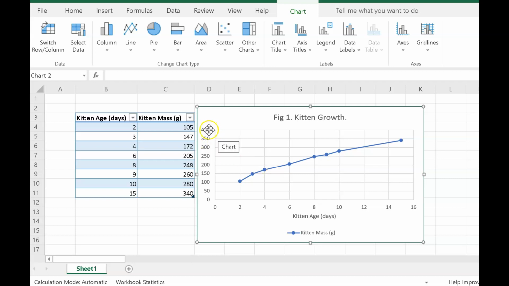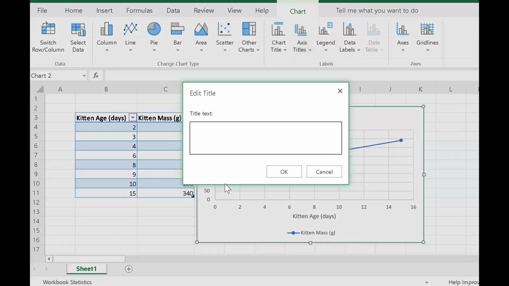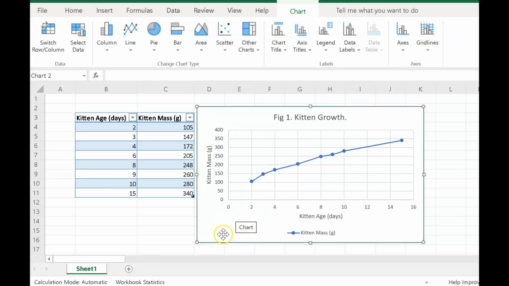And we also would like to name this axis as well, and this is going to be my primary vertical axis title. Let's give it a name as well. It's going to be kitten mass in grams. Let's see what it looks like. All right, that looks pretty good. We can also rotate this if we have to.